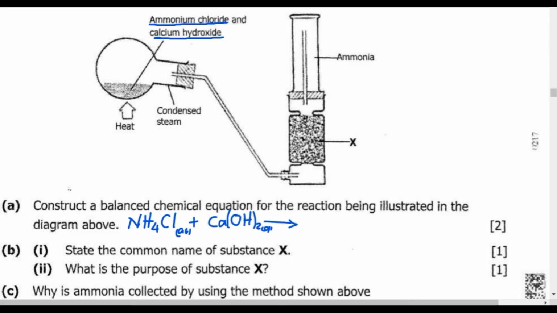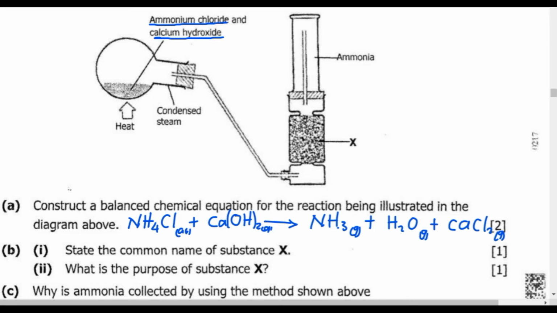Now for the products, so you can just commit this part to memory. Here we are going to have ammonia, NH3. So this is the gas that we want to prepare. Then what else? We are also going to have water vapor plus calcium chloride. So this is what we are expected to have.